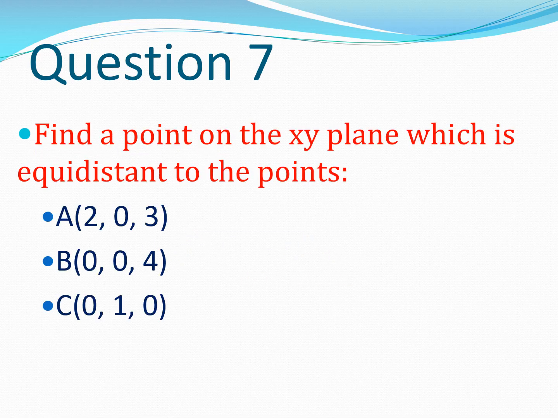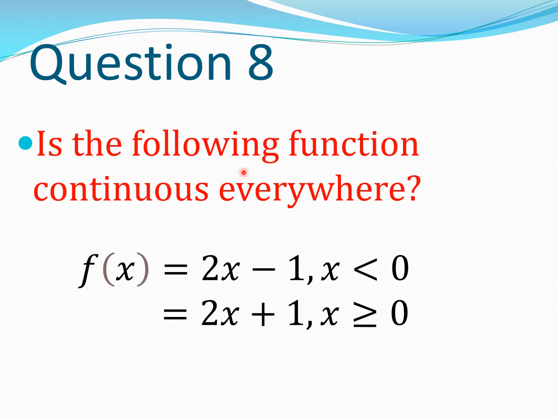Question number 7 tells you that there is a point on the xy plane which is equidistant to these points, and three points are given here, A, B, C. Again a three-dimensional problem in coordinate geometry. Question number 8 asks you, is the following function continuous everywhere, and the function is given as follows: for x less than 0 it is 2x minus 1, and for x greater than or equal to 0 it is 2x plus 1.